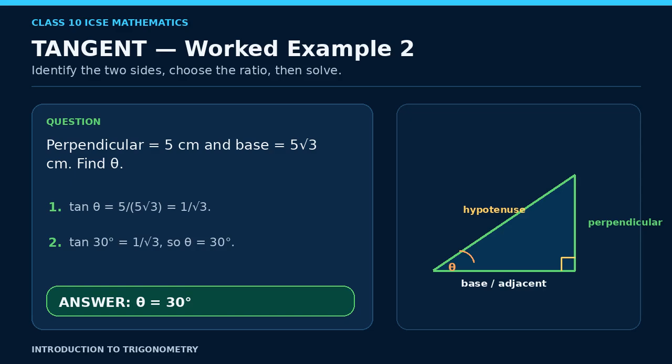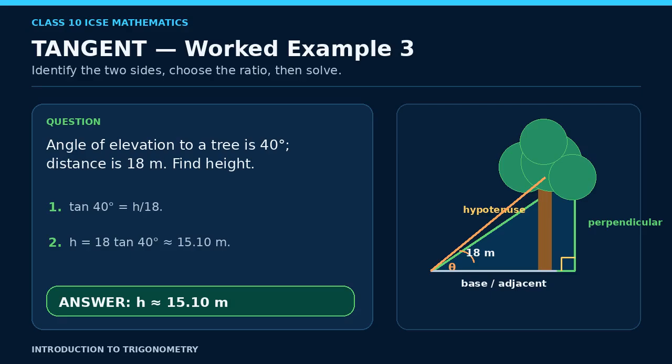Example 3. From a point on level ground, the angle of elevation of the top of a tree is 40 degrees. If the point is 18 meters from the foot of the tree, find the height of the tree, correct to 2 decimal places. The angle of elevation is the angle measured upward from the horizontal line of sight. The tree height is the opposite side and the ground distance is the adjacent side. So use tangent. Tangent 40 degrees equals height divided by 18.